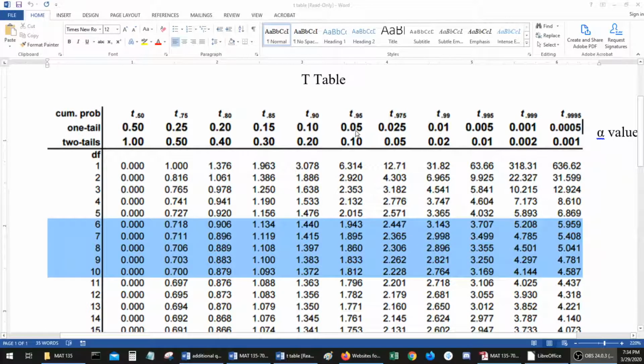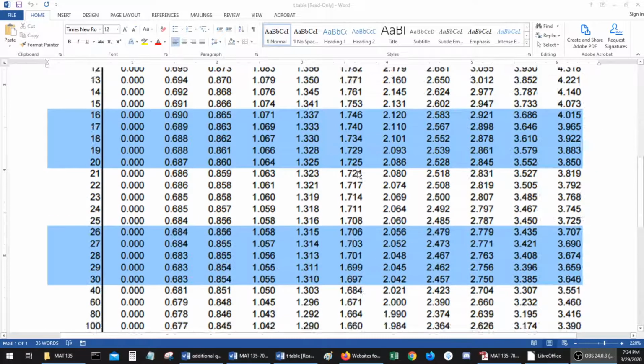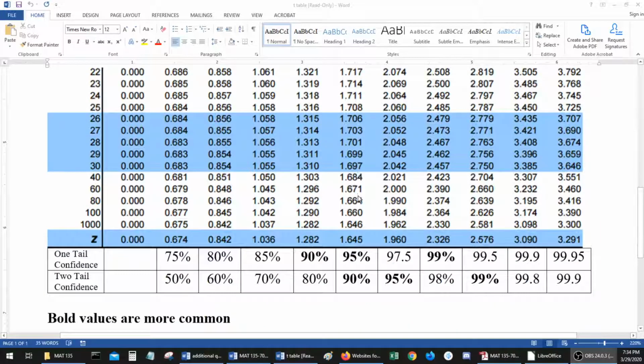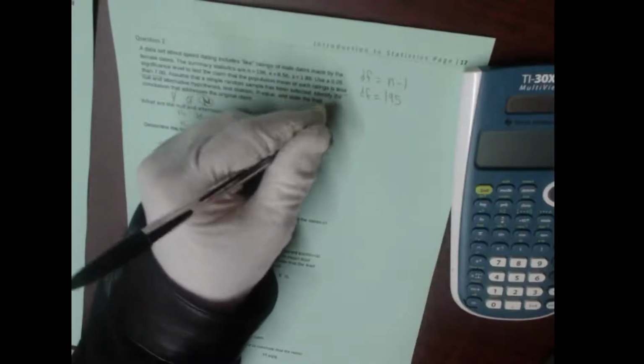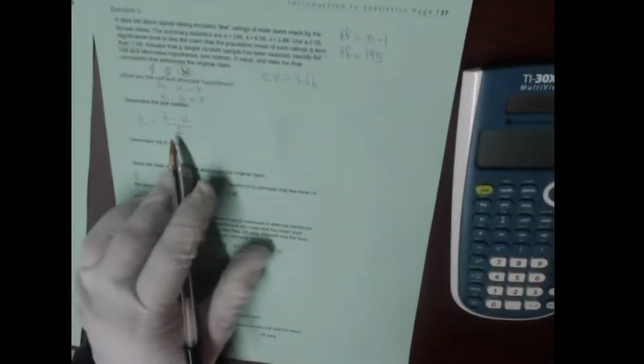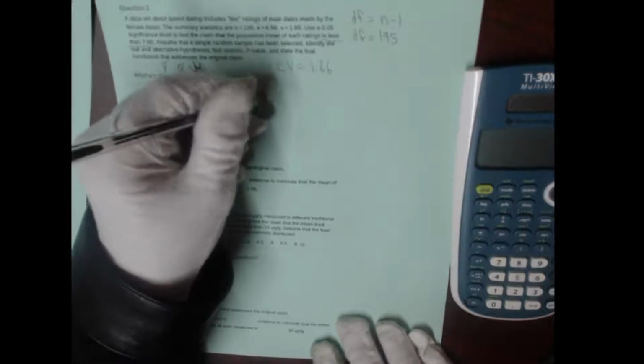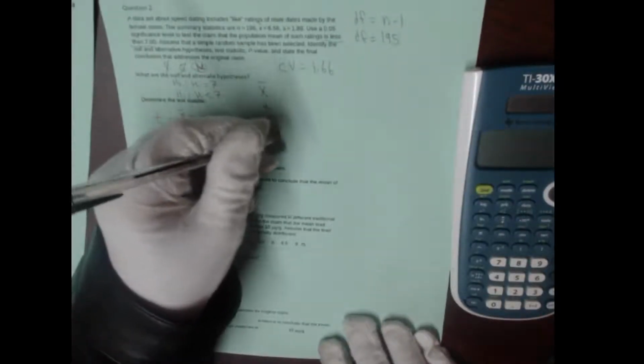So alpha 0.05, 1 tail is this column, and we had 195 degrees of freedom. The closest value to that is 100. So 1.66 is our critical value. 1.66. That's the number we need to beat to reject the null hypothesis with this formula right here. Okay, so let's figure out our numbers. This is actually easier than the proportion one, I think.